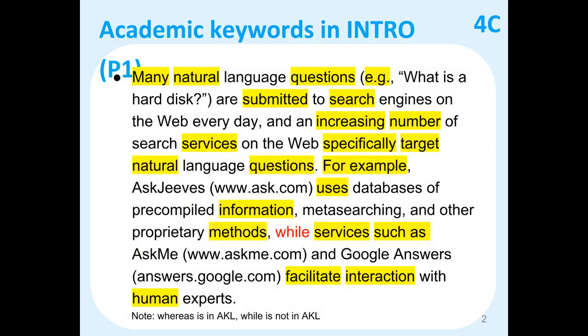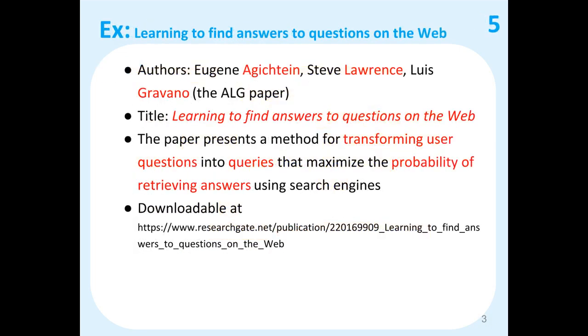I know I've mentioned the ALG paper several times, and that's because I genuinely admire it. This study, Learning to Find Answers to Questions on the Web, is a wonderful example of how research can be both rigorous and influential. And just so you're clear, whenever I talk about the ALG paper, this is the one I mean. It's available for you to download on the platform, and I sincerely encourage you to read it carefully.